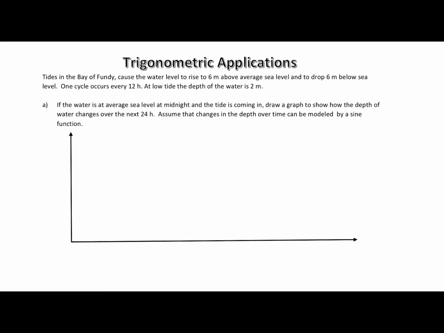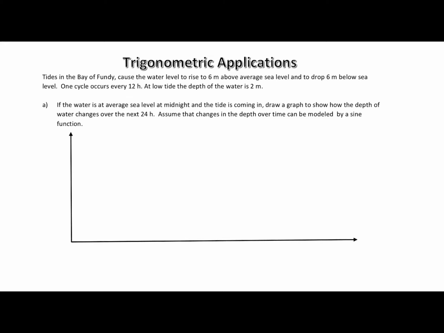Now take a look at how we can use our trig functions to represent real life type questions. So, trig applications. Tides in the Bay of Fundy cause the water level to rise 6 meters above average sea level and to drop 6 meters below average sea level. It happens every 12 hours, making it a periodic function.